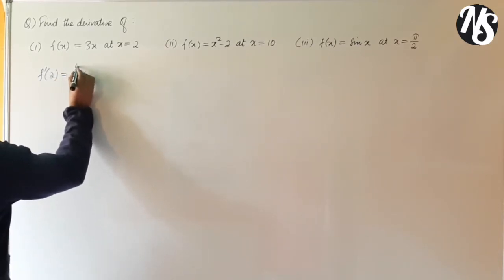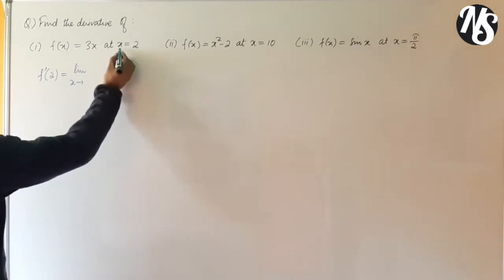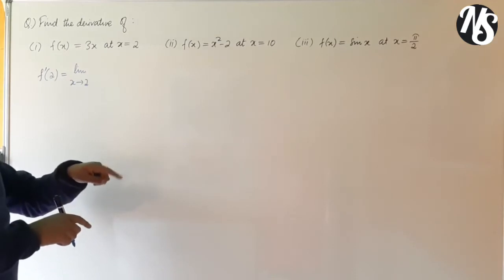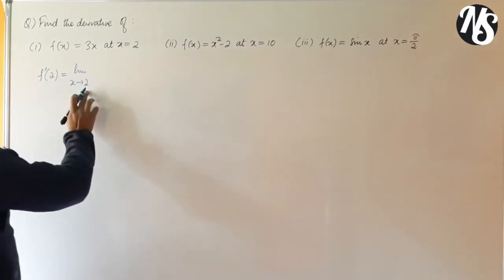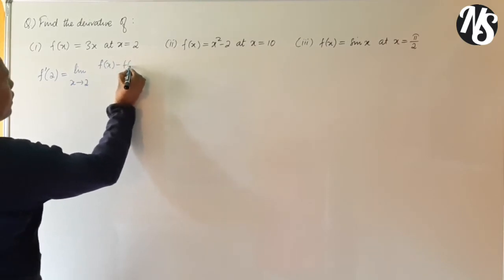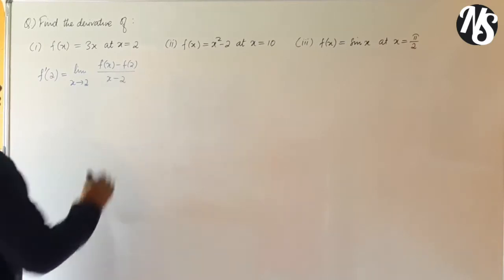and as per the definition, this will be equal to limit x tends to c. And what is the value of c? c is 2, isn't it? You are finding the derivative at point 2, so that's why here you have to write 2. So the definition becomes f(x) minus f(2) divided by x minus c, that is this much.